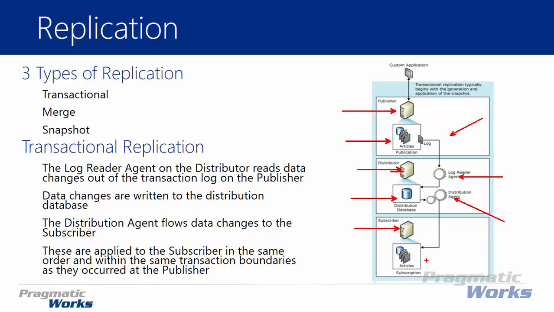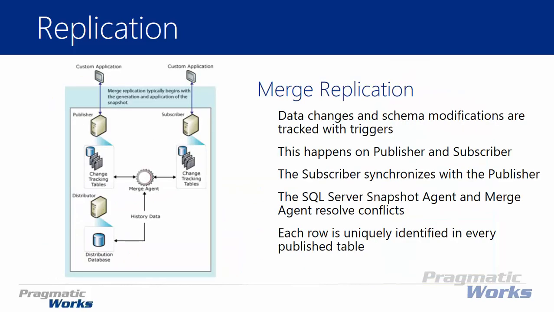Now that we've spoken about transactional replication, let's take a quick look at merge replication. Our data changes and our schema modifications are tracked via triggers within merge replication. This happens on both the publisher and the subscriber side. The subscriber will synchronize with our publisher. It's much different than transactional replication, where the data flow is one way.